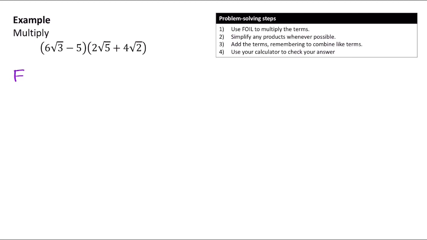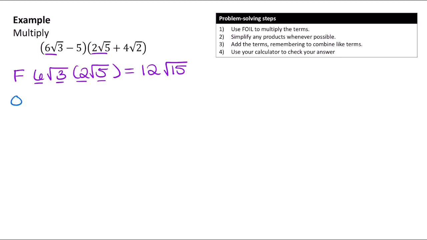So first is going to be 6 square root of 3 times 2 square root of 5. Okay, so 6 times 2, that's going to stay on the outside, that's 12. And then I have the square root of 3 times 5, which is 15. Now let's do the outside terms. So outside I have 6 square root of 3 times 4 square root of 2. Let's multiply what's on the outside. 6 times 4 is 24. And then I have the square root of 3 times 2, which is 6.